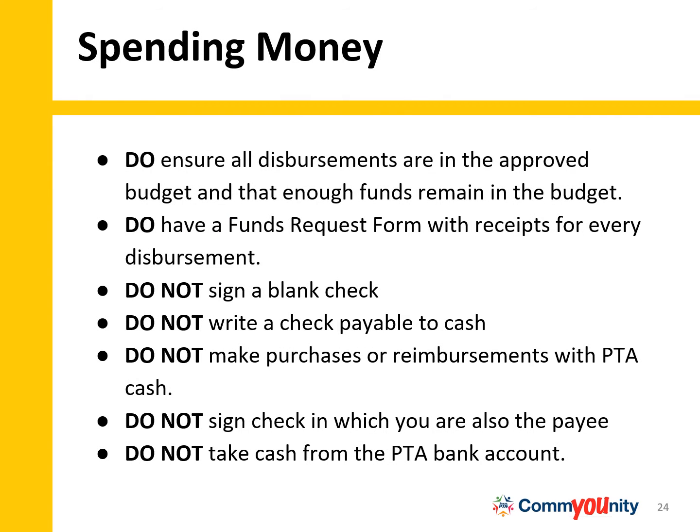Now let's talk about some do's and don'ts around spending PTA money. When making disbursements, ensure there are enough funds in a budget line before making the payment. If there are not enough funds remaining in a budget line, you may reimburse up to the budget and then wait for a budget amendment to be approved by the membership to reimburse the rest. This is why it is critical that your executive board members know what their budget is and keep track of what they have spent.